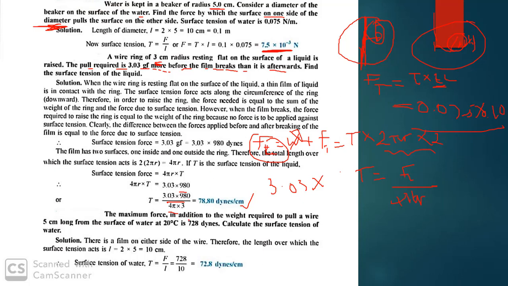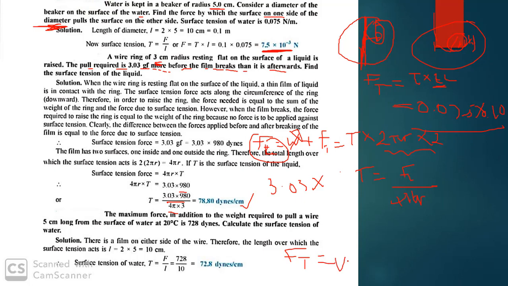Preferably for your case hautaki complicate, na watakupa maswali yako values in terms of SI units. You are having a maximum force in addition to the weight required to pull a wire 5 cm long from a surface of water at 20 degrees centigrade is 728 dynes. Calculate the surface tension of water. So it's just the same, okay.